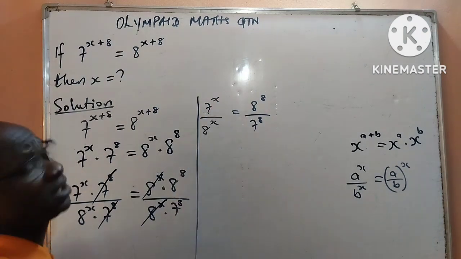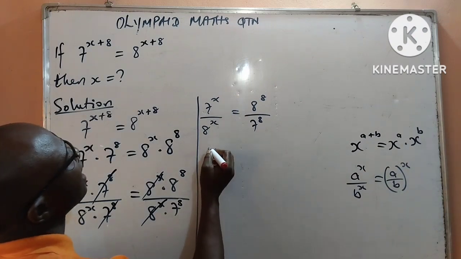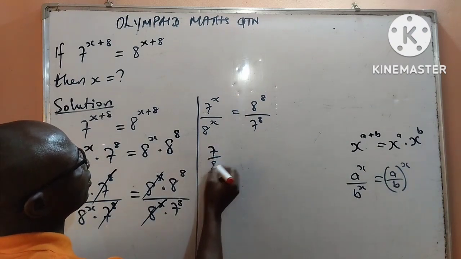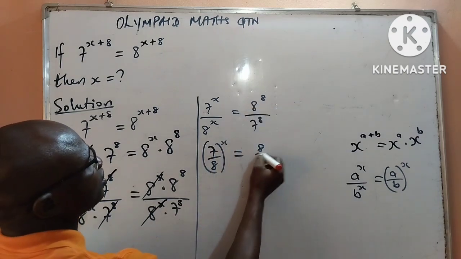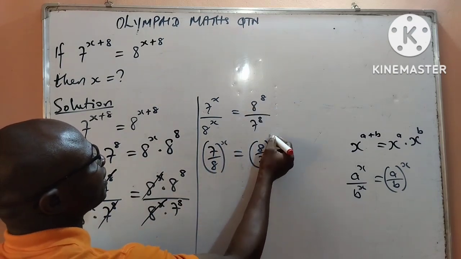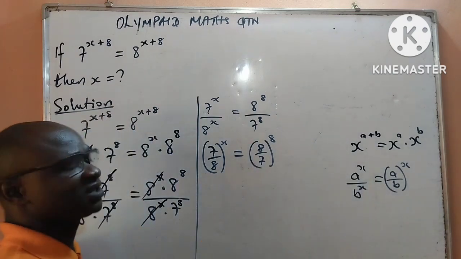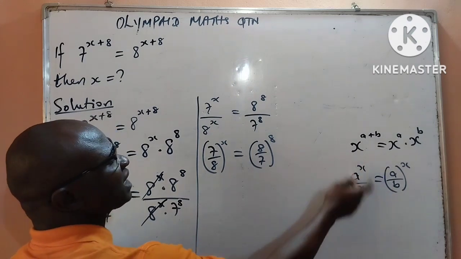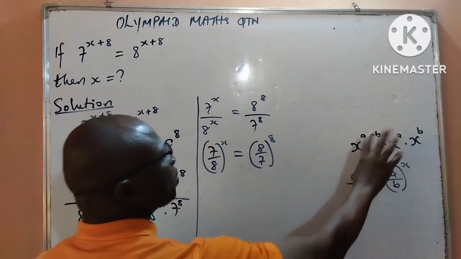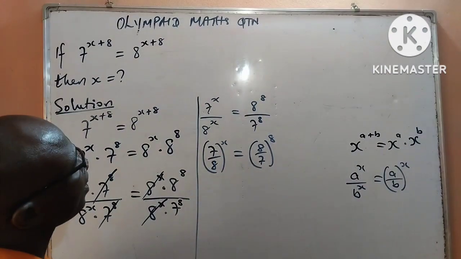So applying it to both the right hand side and the left hand side, I will have 7 all over 8 all to the power of x is equal to 8 all over 7 all to the power of 8. So I have applied this beautiful law of indices, that once the powers are equal and the bases are different, you can just use one common power for both the numerator and the denominator.